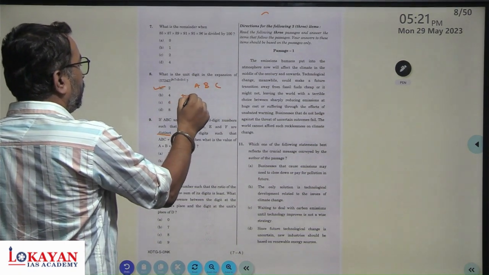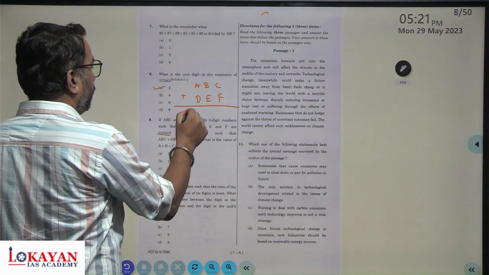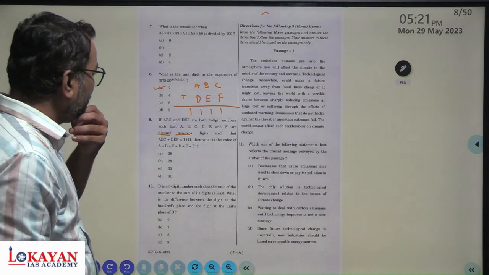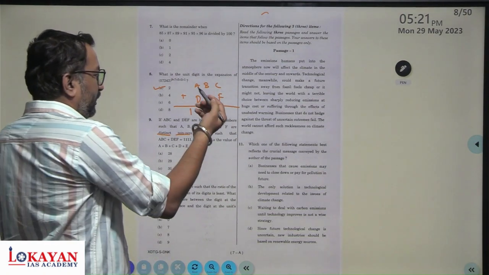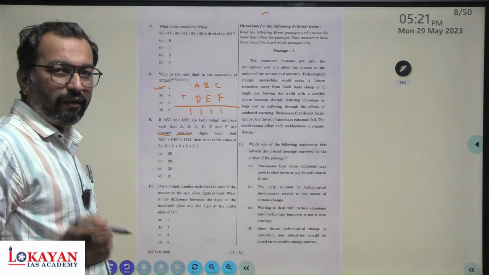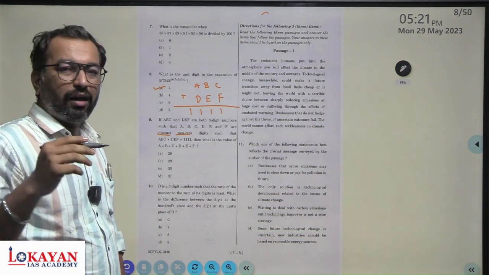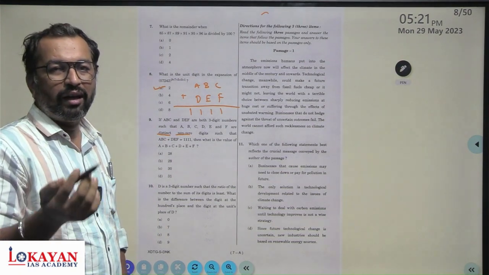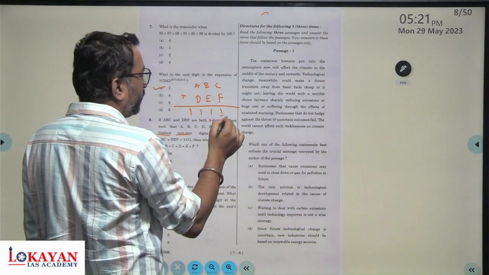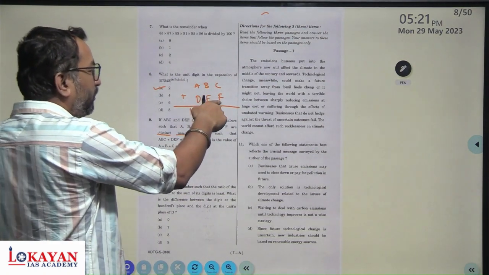Now pay attention. ABC plus DEF equals 1111. Now just tell me, can C plus F be 1? Can I add 2 digits and get the addition as 1? No. So how can this 1 come here? When the addition will be 11. So C plus F must be 11.